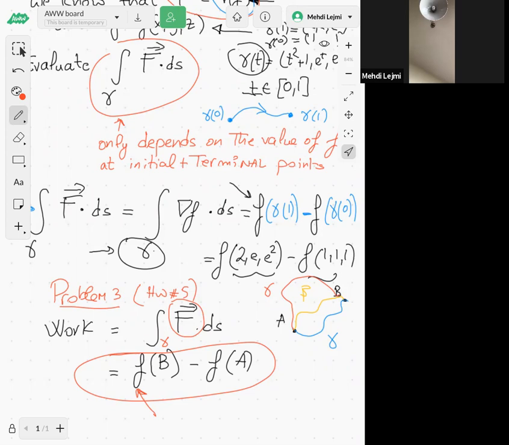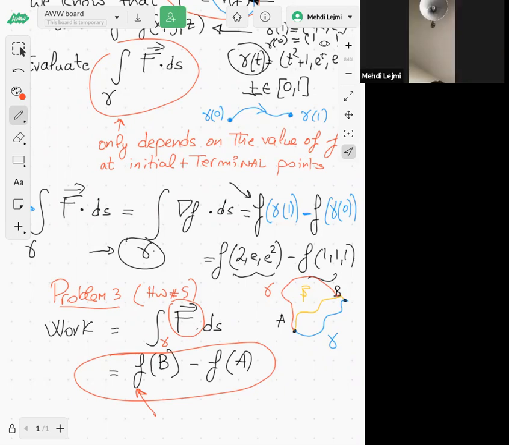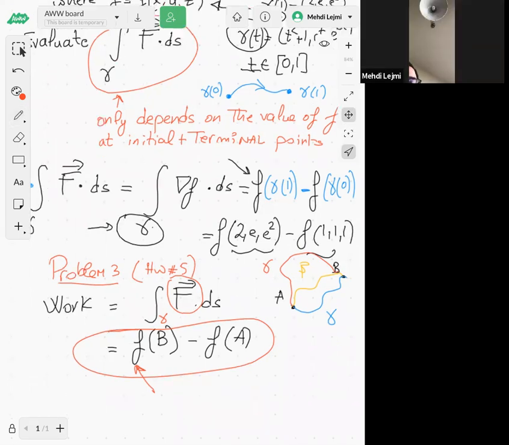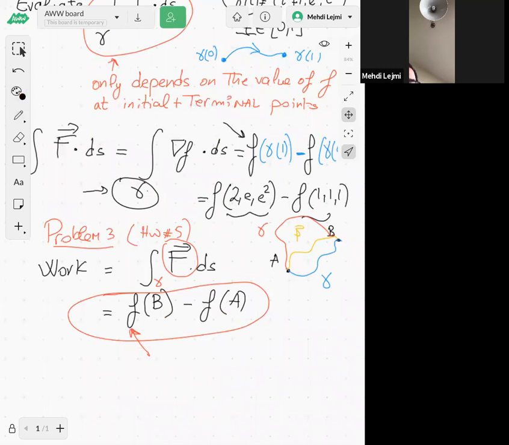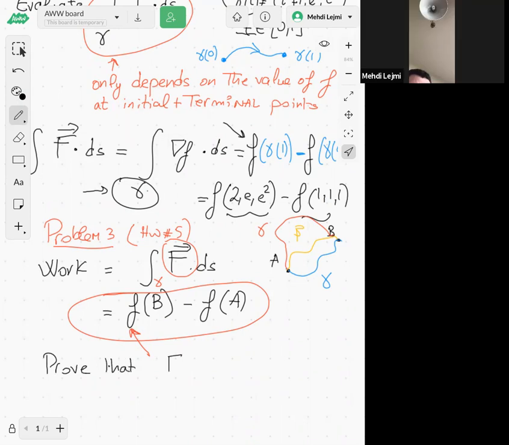Does this answer your question about problem 3? It's basically the same as problem number 2. You have to do all the steps that you did in problem number 2. First you have to prove that F is conservative.